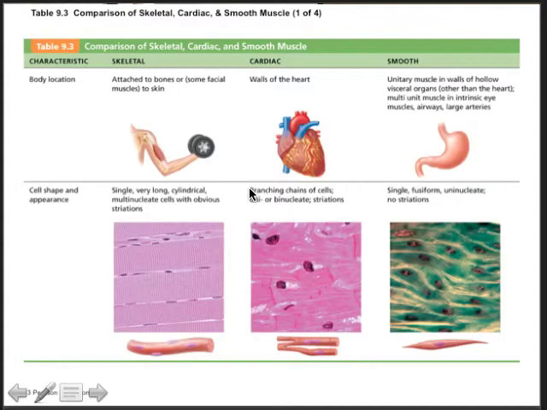And so this is a chart sort of running down the differences in skeletal, cardiac, and smooth muscle. This tells you the location. This tells you what the cells look like under the microscope. So study this. This is very important. This will come up both in lab and in lecture. You want to be able to recognize these tissues when you look at them under a scope, and also if you were to see them, say, in a figure or an illustration.